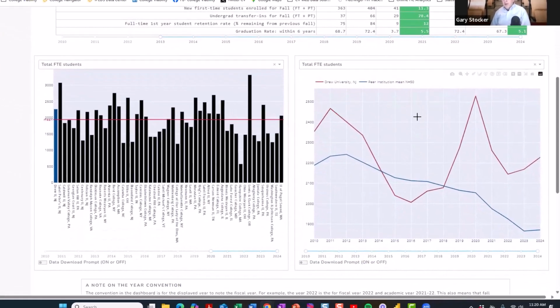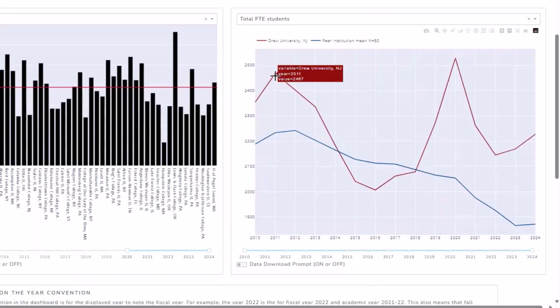I'll focus on the one on the right. So again, the red line is for our demo college, and the blue line is always going to be for the peer institutions, whatever group you have selected. And we can see that our demo college had some decent enrollment numbers, plummeted, and then worked its way back up in the last few years. We can see that overall the peer group has a downward trend over the last 10 or so reported years.